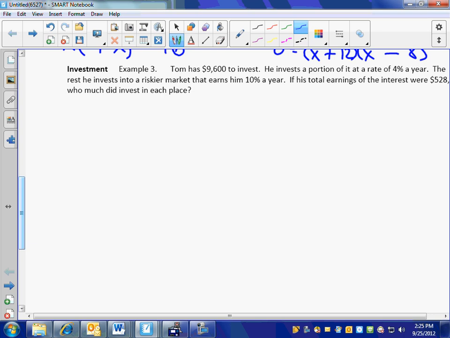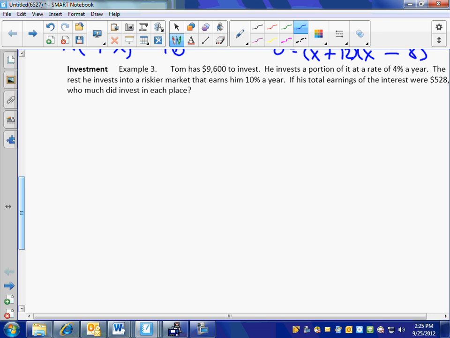Tom has $9,600 to invest, and he could invest it in different portions. For example, he could invest $9,000 in one spot, $600 in another. He could invest, say, $4,800 in one spot, $4,800 in another. He invests a portion of it at a rate of 4% a year.